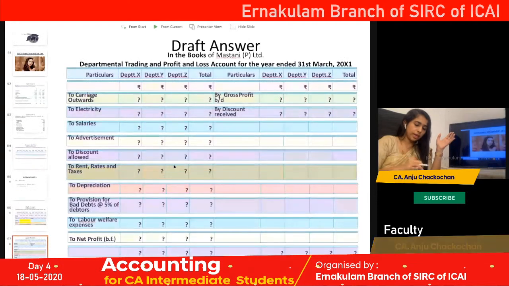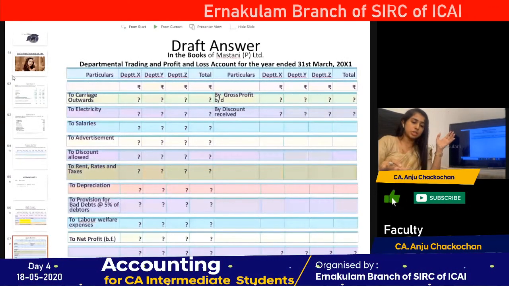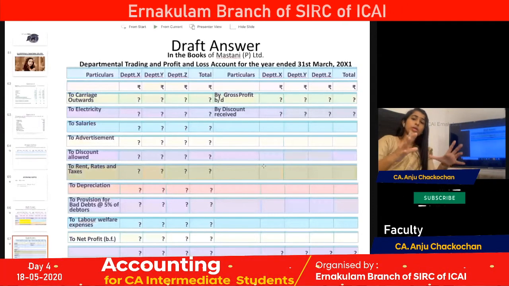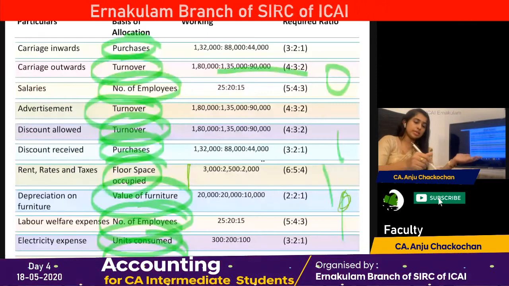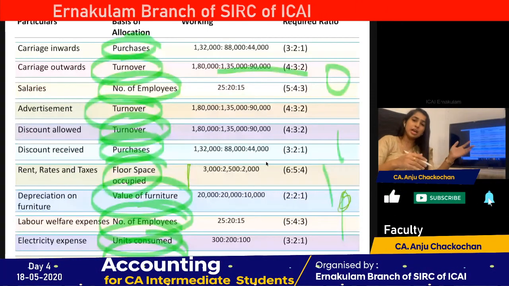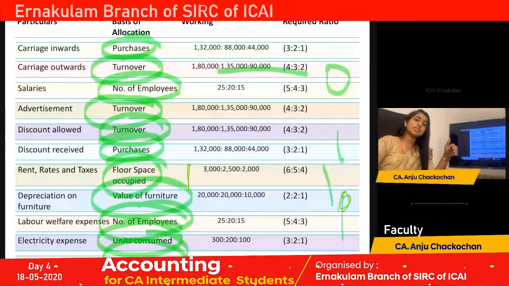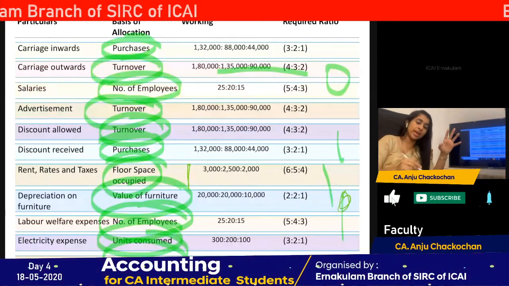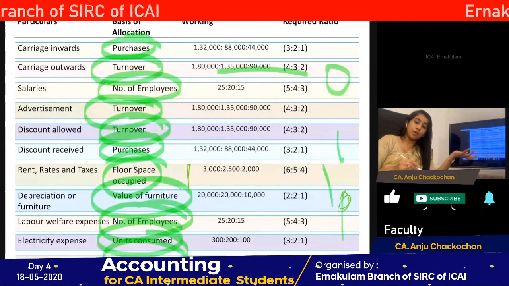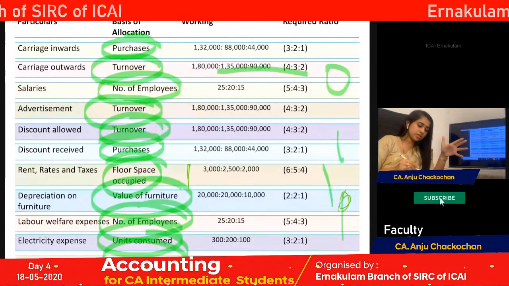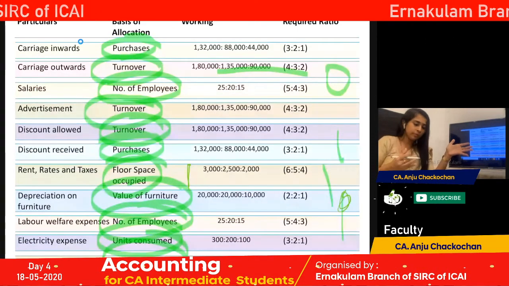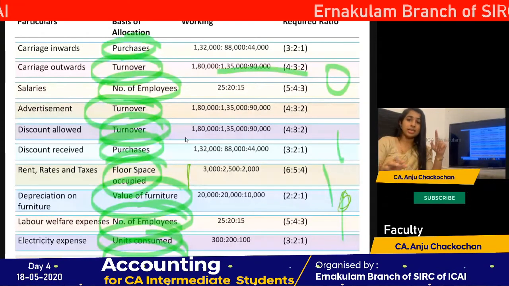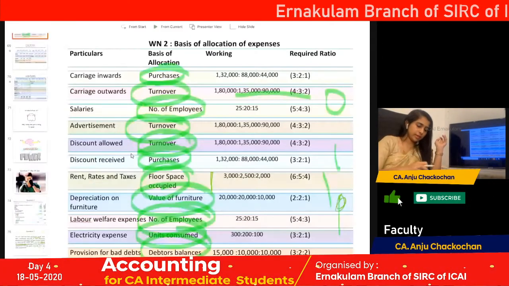And how we apportion the common expenses, only this table is actually required. How we allocated carriage inwards, it was on the basis of purchases, carriage outwards on the basis of turnover, salaries on the basis of employees, advertisement on the basis of turnover, discount allowed on the basis of turnover, discount received on the basis of purchases, rent and rates on the basis of floor space, the space that we occupy, depreciation on the basis of value of furniture, labor welfare on the basis of employees, electricity expenses on the basis of energy consumed, provision for bad debts on the basis of debtors balance. Once we get that, it is very easy to allocate the common expenses as well.